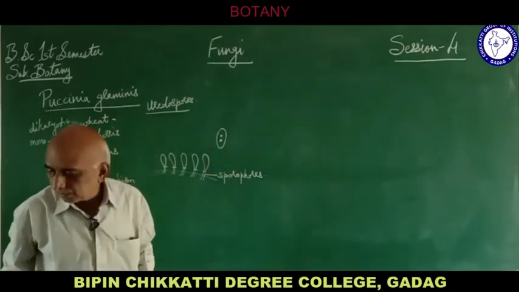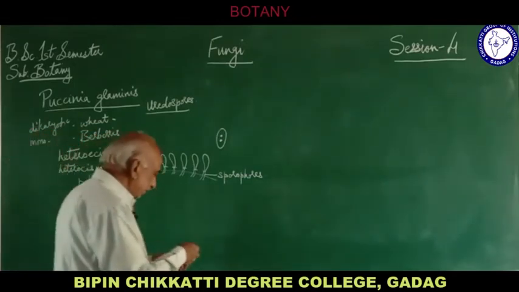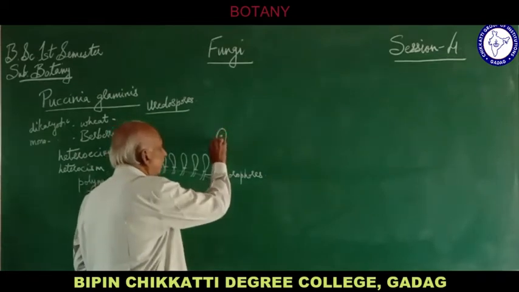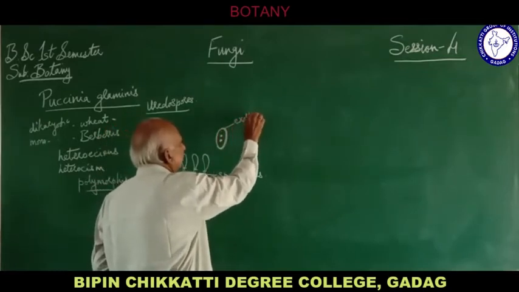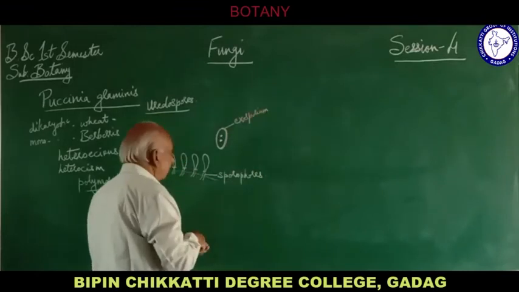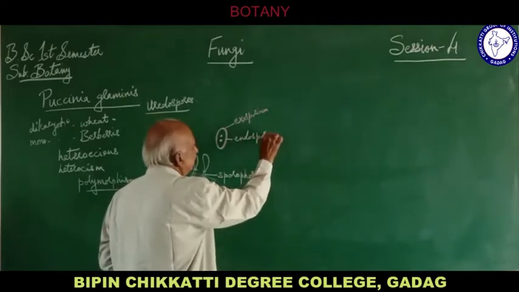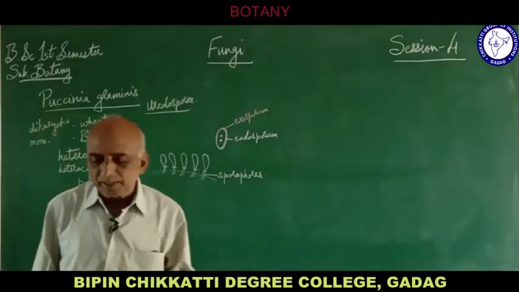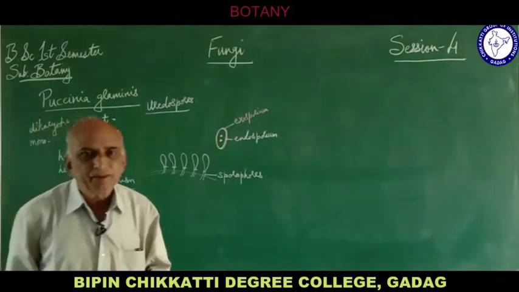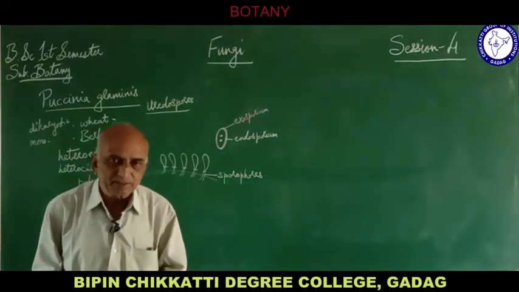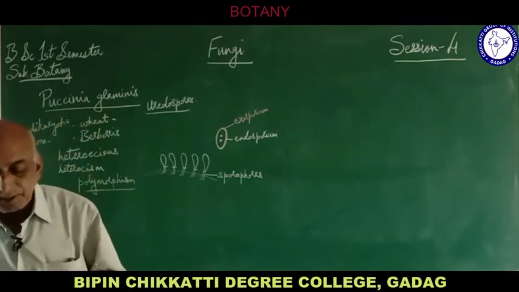So there is one outer wall. Suppose this is the outer wall. So this is the exosporium. This exosporium is somewhat spiny in nature, meaning it has a pointed structure, whereas the endosporium is smooth. The exosporium is somewhat thick and has a spiny structure, which is called echinulate. So this is the structure of the Uredospore.